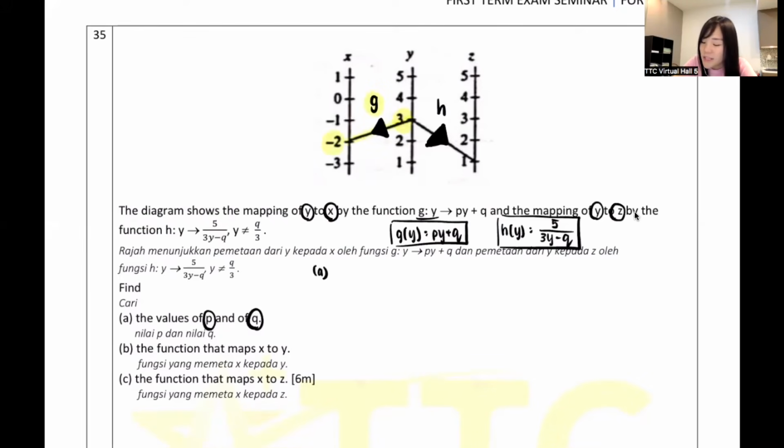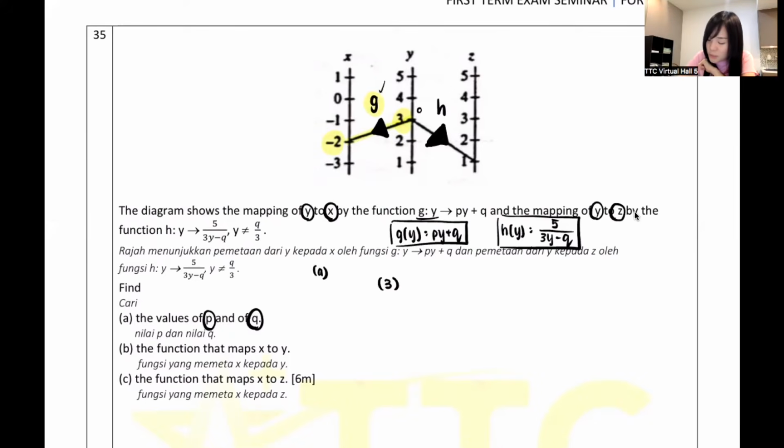So how do you guys write? It means the 3 is the object. I repeat, object not must be left hand side. Object is just the starting of the arrow. The starting of the arrow is always object. So you guys can see the object is 3. So object always right inside the bracket.